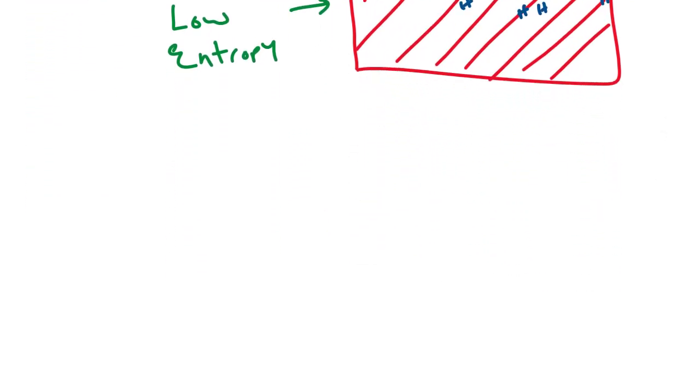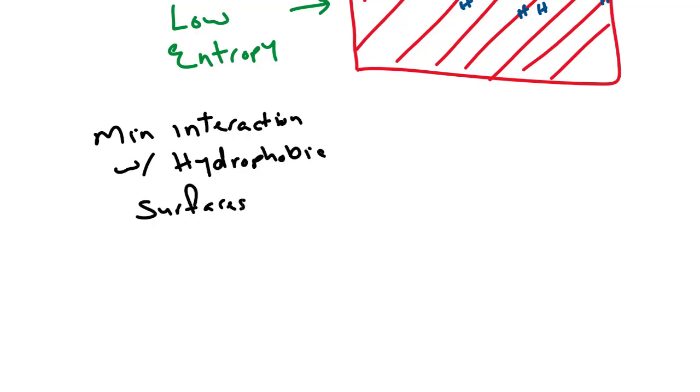So you can think about it in this way. Minimizing interaction with hydrophobic surfaces is equal to minimizing ice-like cages, which are low entropy.